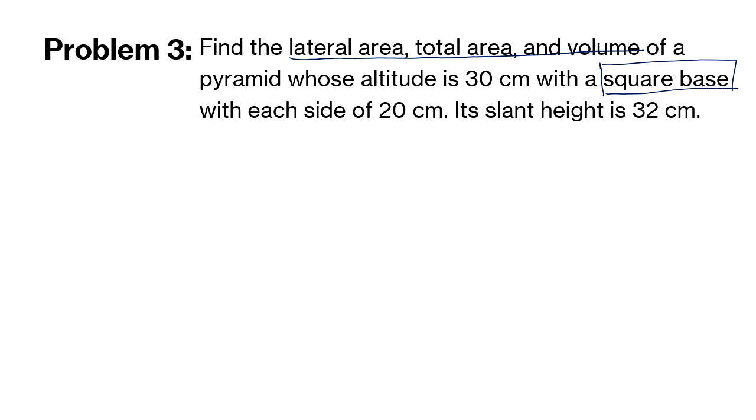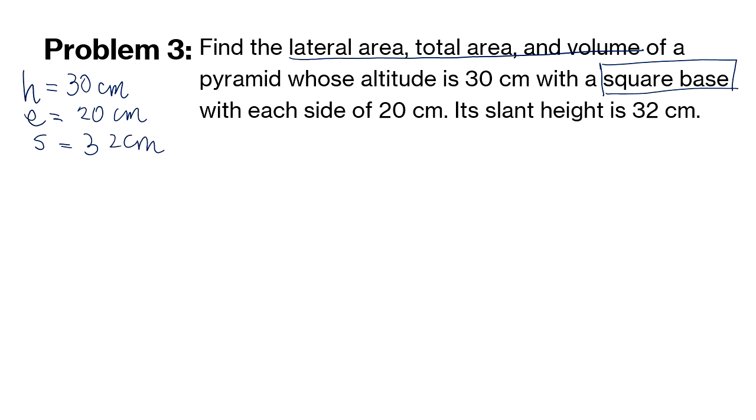So since this is a square pyramid, we need our height, the edges of the base, and the slant height. So from our given, we know that height or altitude is 30 centimeters. Each side means each of the base edges measure 20 centimeters. And the slant height is 32 centimeters.